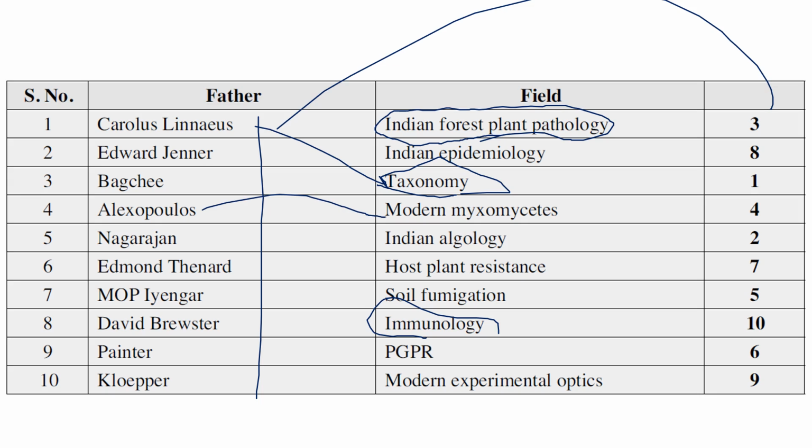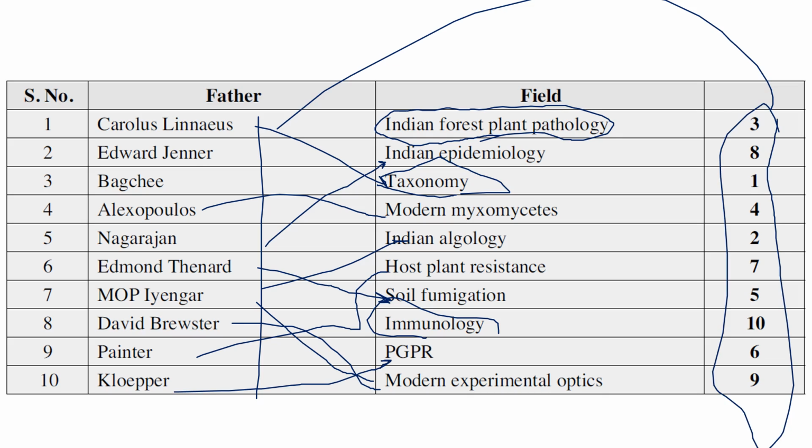Alexopoulos, modern myxomycetes. Nagarajan, father of Indian epidemiology. And Edmund Tenard is related to soil fumigation and recommended carbon disulfide for soil fumigation. M.O.P. Iyengar is related to algology, and David Brewster related to modern experimental optics, Painter related to host plant resistance, and John Kloepper related to PGPR. Like that we need to match. On the right side we have given the answers as well, so that will be easy to match.